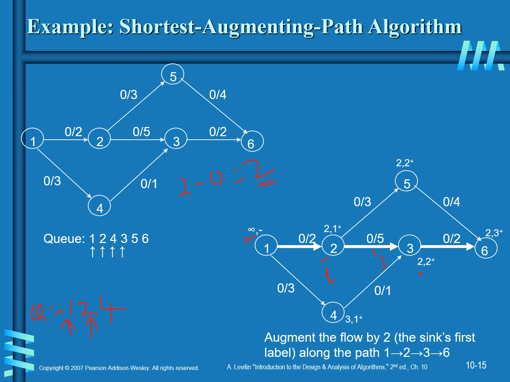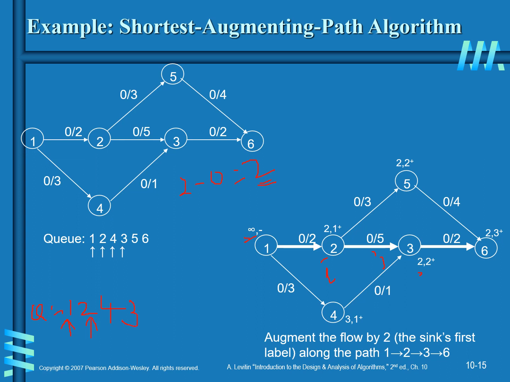The next part of the label indicates from which vertex it is reached. So 3 is reached from 2. So 2 comma 2. Since it is a forward edge, you label with plus. So now you have labeled vertex 3, so add it into the Q.